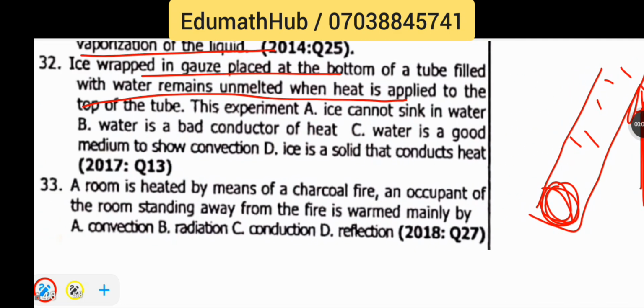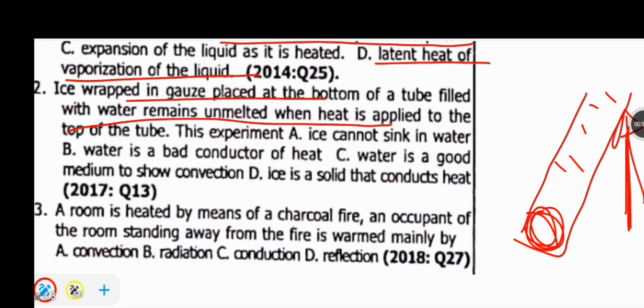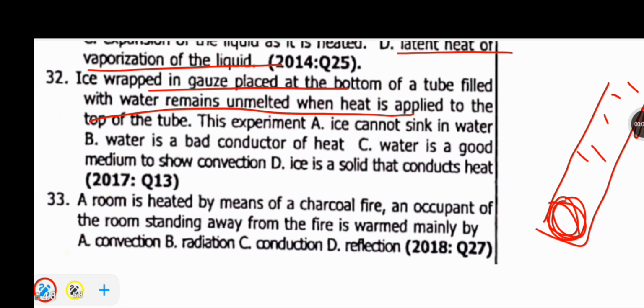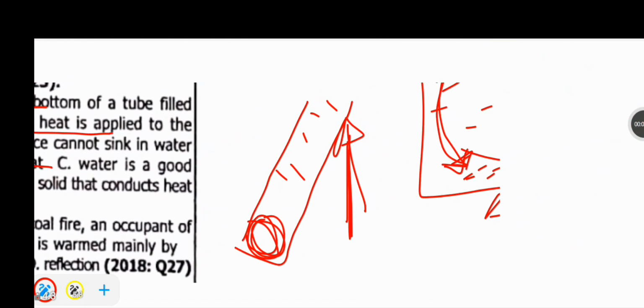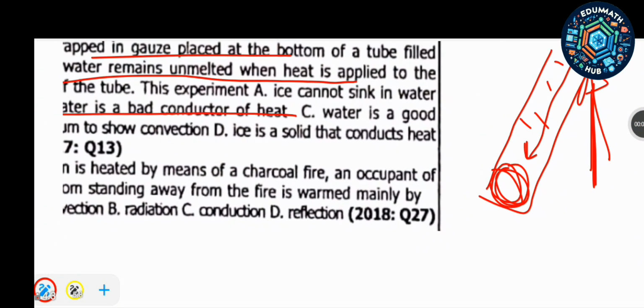So the question is trying to tell you to check if water is a good conductor. Ice cannot sink in water. That's wrong. Water is a bad conductor of heat. This might be right. Water is a good medium to show convection. No. There's nothing like convection here. Ice is a solid that conducts heat. No. So the only answer is that water is a bad conductor of heat, because the heat from this water is not flowing really fast downwards to melt this ice. So water is a bad conductor of heat.